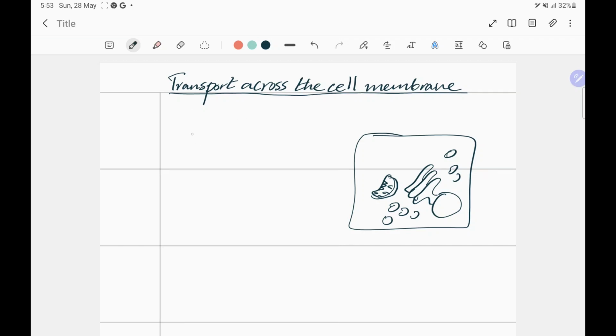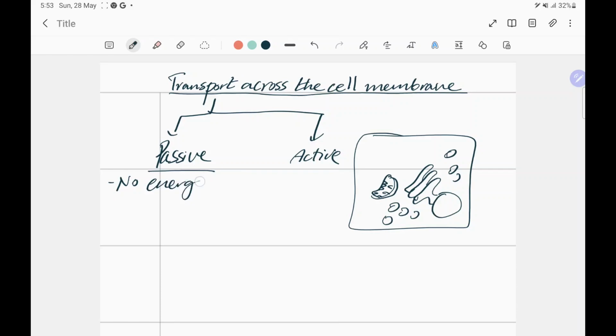So let's just classify transport across the membrane. There are two types under this. So transport can be passive or active. When I say passive, you should think of something that does not involve energy. No energy expended, no energy used up. When we say energy, I mean ATP.